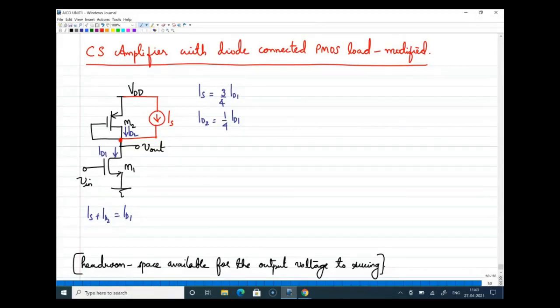Now, if I am trying to calculate the gain for this circuit, let me ask this question to you guys. What will be the gain for this particular circuit? Can I get answers from your side? Adarsh, are you there? Adarsh Gupta, yes. Yes, sir. What is the gain of this circuit? Sir, one second.